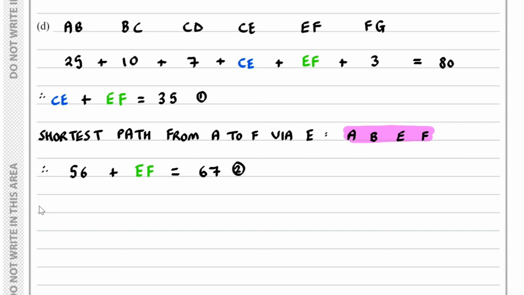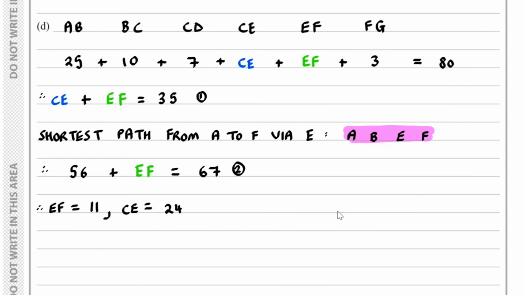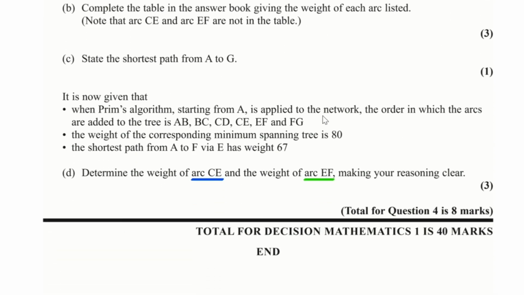So now if I solve these, what we can therefore conclude from equations 1 and 2 is EF will equal 67 minus 56, which is 11. And then if this is 11, CE will equal 35 minus 11, which is 24. So CE is equal to 24. I have found the value of CE and the value of EF. So whilst we're at it, we don't need to add those to our diagram, we'll just leave it as it is. Here is our final answer. And that would conclude the end of this paper.